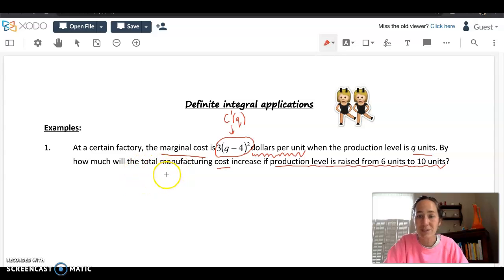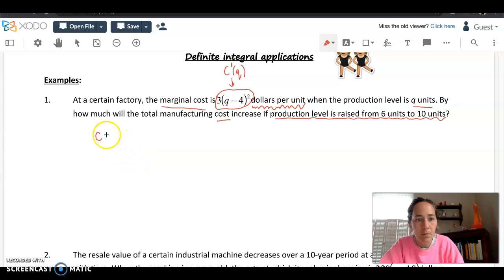If this is the rate of change in cost, we could get original cost values because we basically want a difference in the cost at producing 10 units and the cost at producing 6 units. So in math, we could write that as C of 10 minus C of 6. That's what we really want. Isn't that sort of kind of the final step to a definite integrals question?